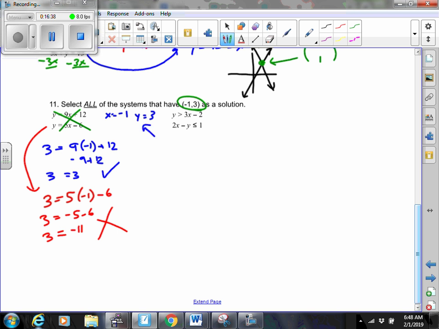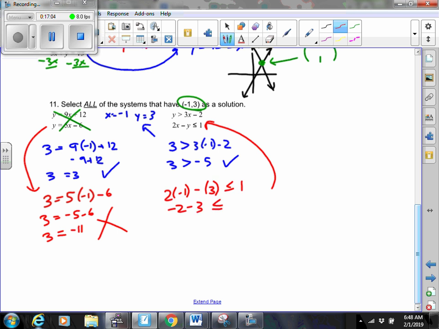Again, I'm going to take these 2 points, this x and y, and plug it in here. So 3 greater than 3 times -1 minus 2. 3, is that bigger than -5? Well, yeah, that's a true statement. Now I'm going to take the other equation, this one, and I'm going to take the two numbers and plug them in. -2 subtract 3, is that less than 1? -5, is that less than 1? Heck yes. So -1, 3 is a solution to this one, so yes.